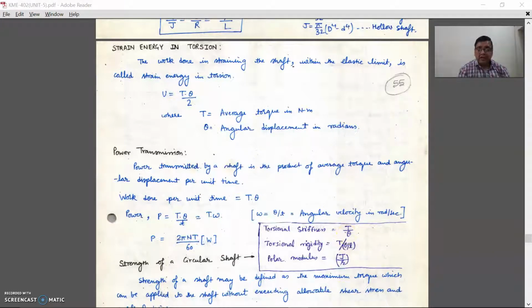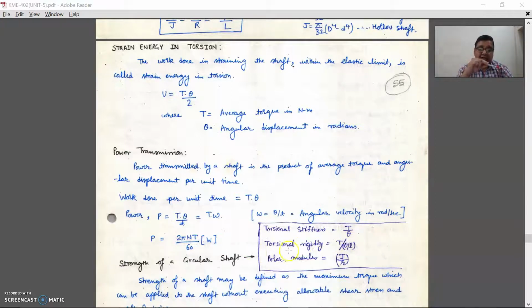Stiffness is the amount of torque divided by the per unit deflection. The torsional stiffness is actually the amount of torque required for unit rate of deflection, unit rate of angle of twist. So that is why torsional stiffness is T by theta.